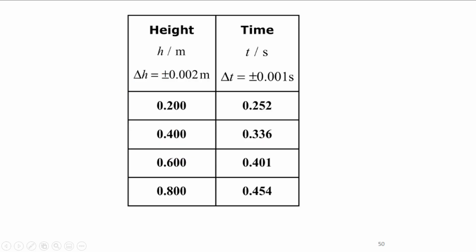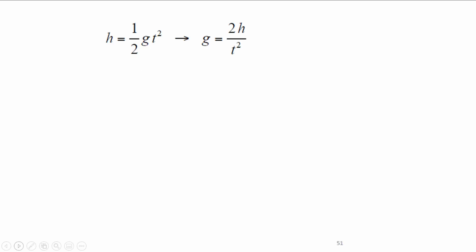So here's our raw data. We have 4 ordered pairs of data of height against time, which is really not enough data, but it works for this analysis to kind of prove what we're going to show. So one thing you might do: if we want to solve for g, we take our equation and solve it for g. h equals 1/2 gt squared, so g is equal to 2h over t squared.